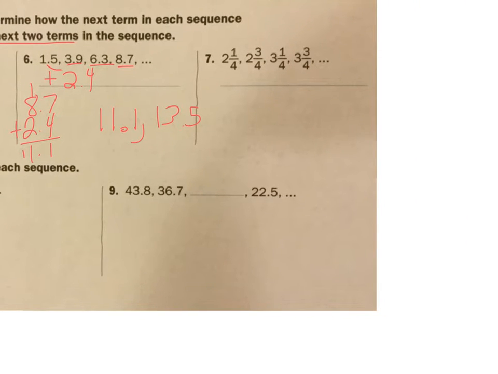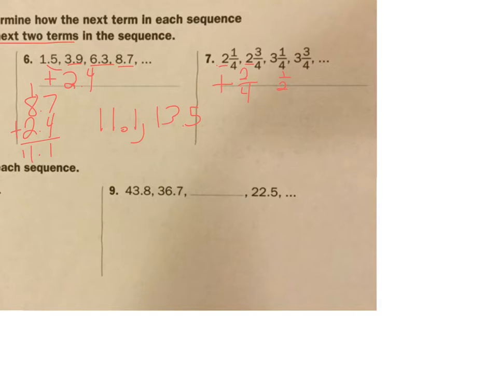Let's go to 17. Ooh, we got fractions. Okay. So I know that 2 1/4 to 2 3/4 to 3 1/4 to 3 3/4 is going up by something, adding something. And it's not adding a lot. 2 to 2, that's nothing, but 1/4 to 3/4, I'm adding 2/4 every time. Okay? Or you could say I'm adding 1/2.